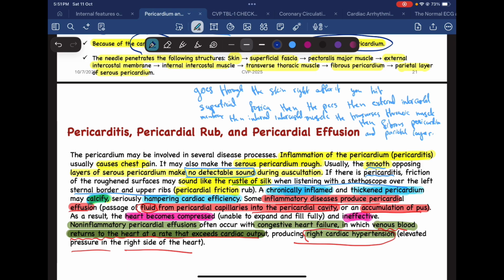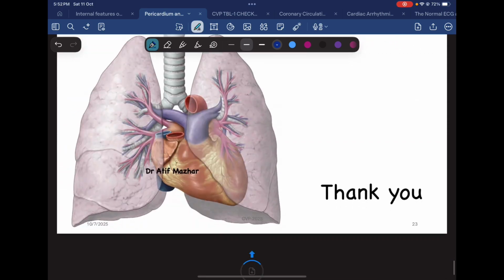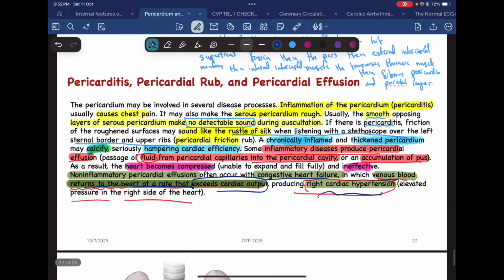Now, the non-inflammatory pericardial effusions are congestive with heart failure. Venous blood returns to the heart at a rate that exceeds cardiac output. So, when venous blood returns to the heart at a rate faster than the cardiac output, that's non-inflammatory pericardial effusion, and it produces what? Right cardiac hypertension, which means more pressure on the right cardiac side. And that's it for the pericardium.